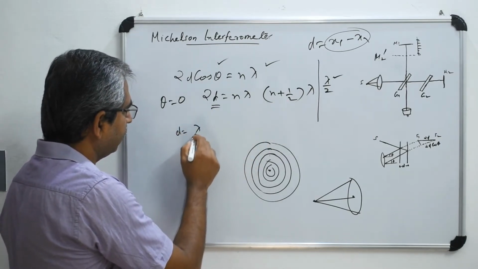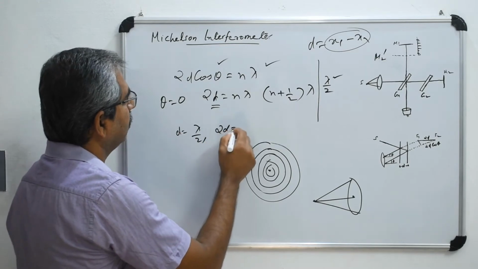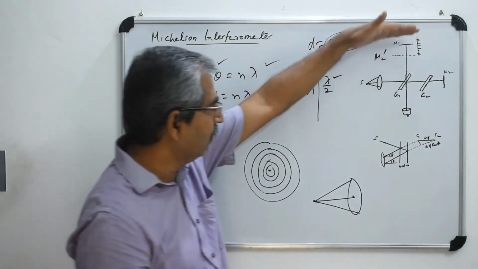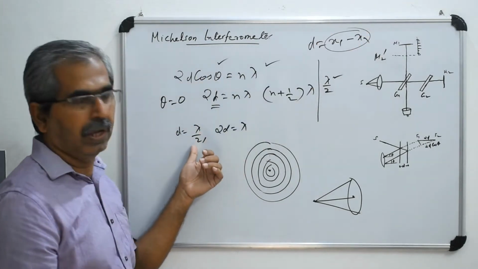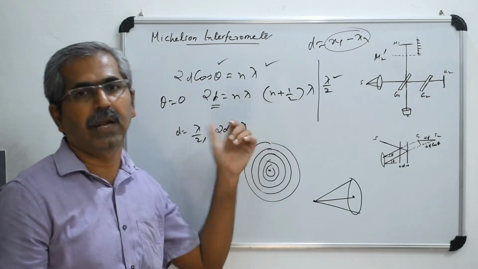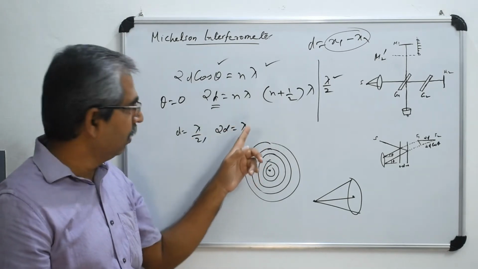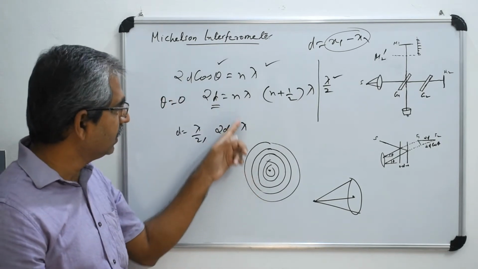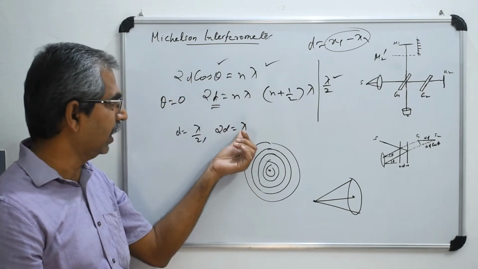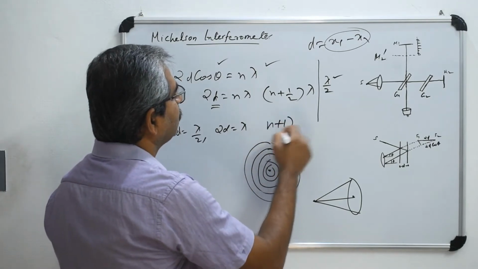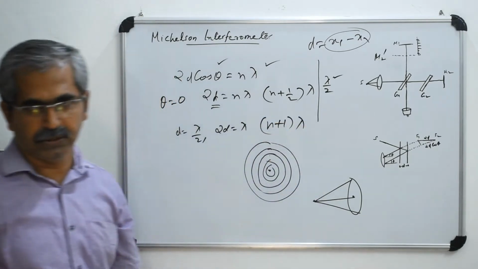So D is equal to lambda by 2 means 2D is equal to lambda. That means by moving M1 lambda by 2 away, we are actually increasing the path difference by a factor lambda, isn't it? Suppose initially it is n lambda. Now it is increased by a factor lambda, so now the new value will be n plus 1 lambda, isn't it?